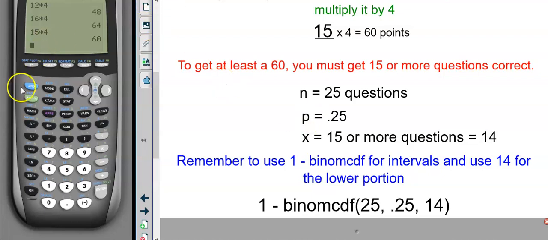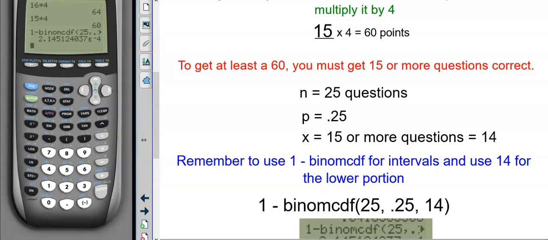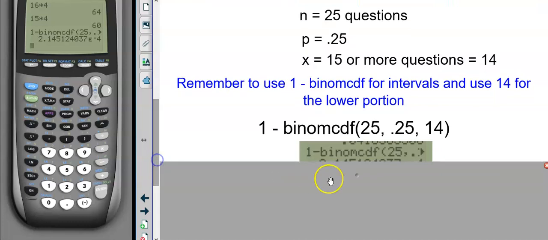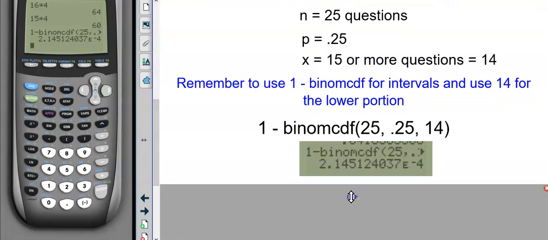All right, so with that, let's put it in the calculator. 1 minus the binomial CDF, 25, 0.25, and 14. Paste it. Hit enter. All right, and so we have an E. Again, you see we have an E right there.